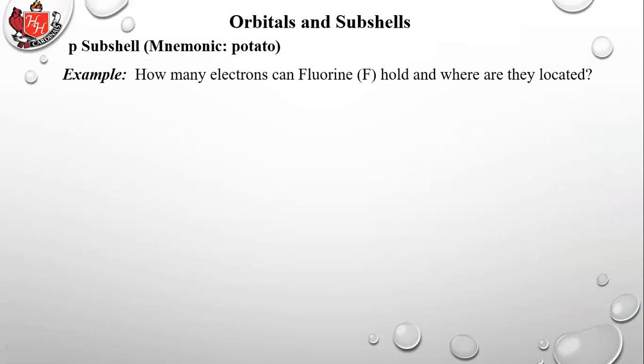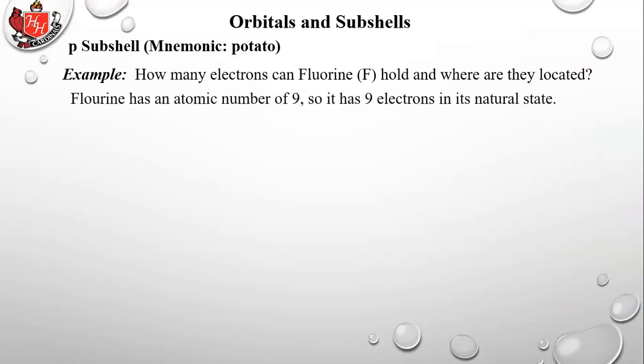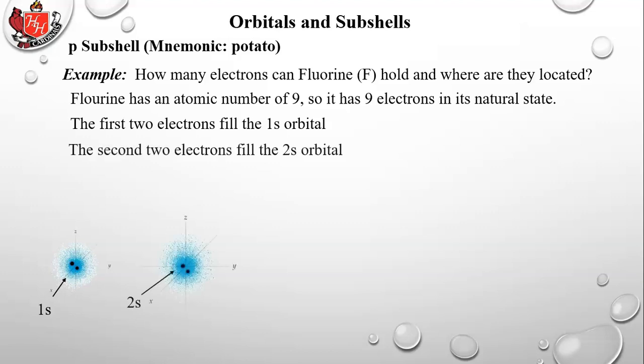So how many electrons can fluorine hold, and where are they located? Fluorine has an atomic number of 9, so it has 9 electrons in its natural state. The first 2 electrons fill the 1s orbital, so they're buzzing around in that spherical shaped orbital very close to the nucleus. The second 2 electrons fill the 2s orbital. So they are buzzing around in a little bit bigger sphere. But you'll notice something. The 2 spheres overlap.